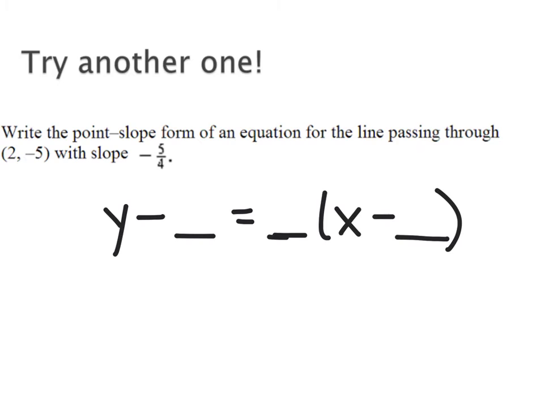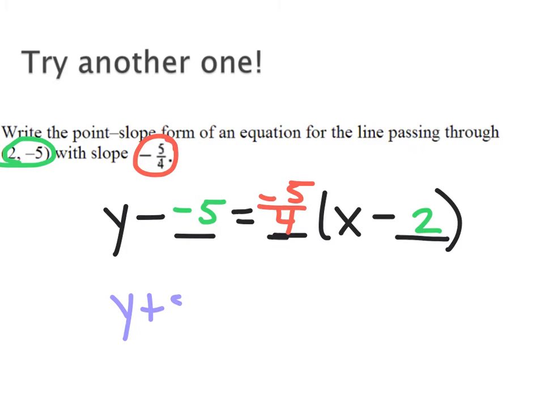In our next example, we're again writing the equation of a line given a point and the slope. So our slope is negative 5 over 4. So I'm going to plug that in next to the parentheses. And our point is 2, negative 5. So I'm going to put the negative 5, which is the y coordinate, with the y, and the x coordinate with the x. And this would simplify to be y plus 5 equals negative 5/4 times x minus 2.